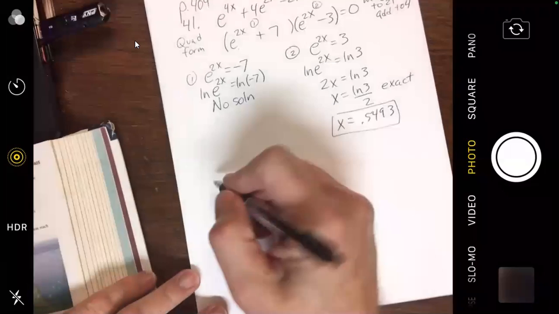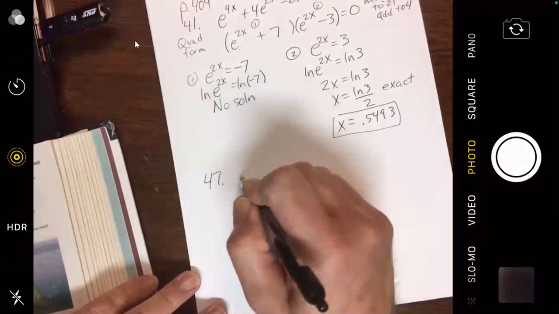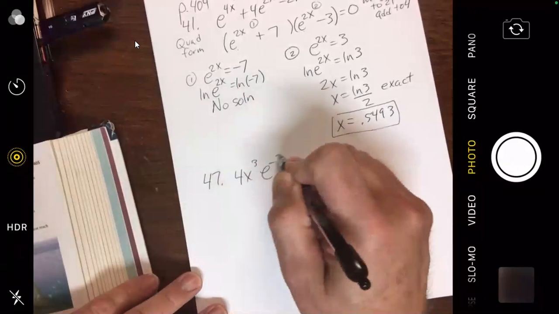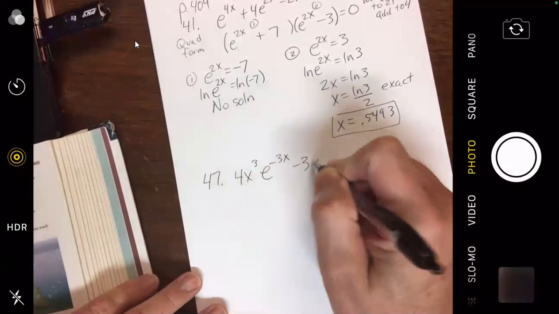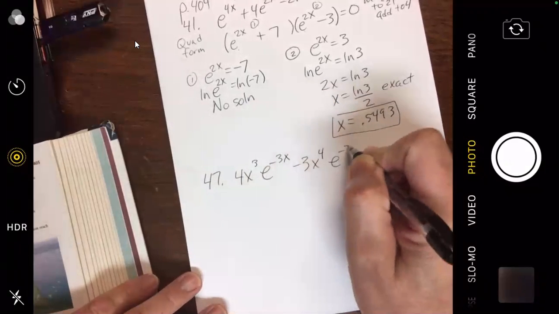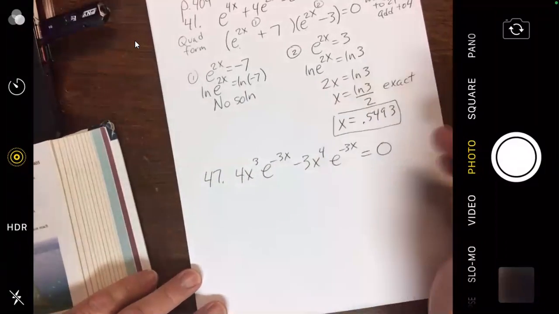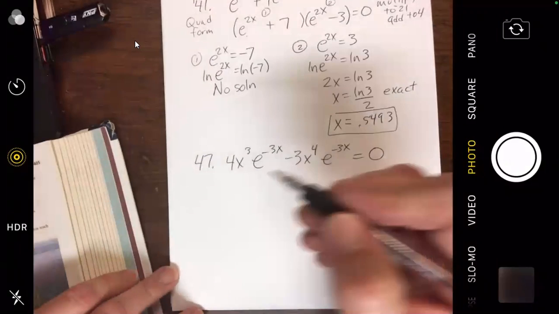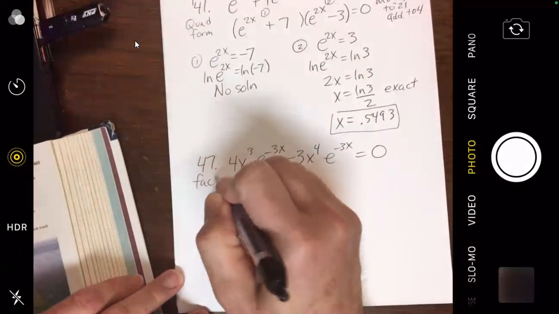We can try one like 47. 4x cubed e to the negative 3x minus 3x to the 4th e to the negative 3x. Does this gibberish make you want to go, why did I sign up for this class? All you want to do is factor out the common factor.